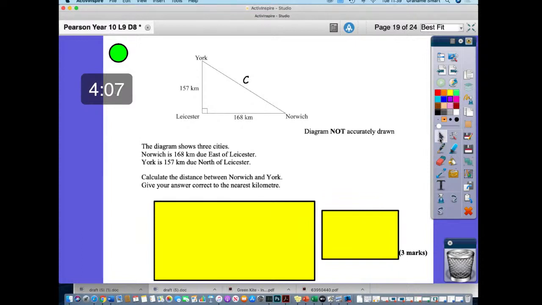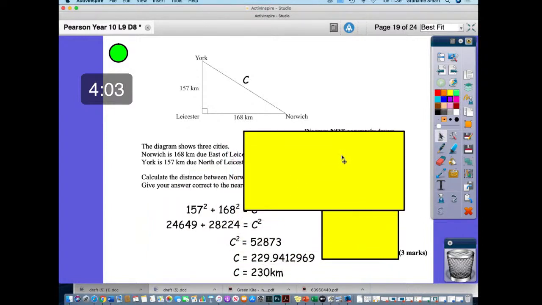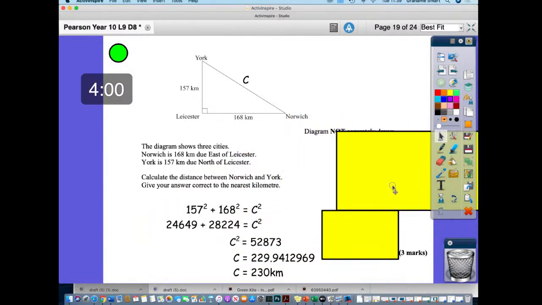So I know that York to Leicester is 157 squared. And Leicester to Norwich is 168 kilometres, so I've squared that. So I've got 157 squared plus 168 squared equals C squared. I've shown every single line of my working out.